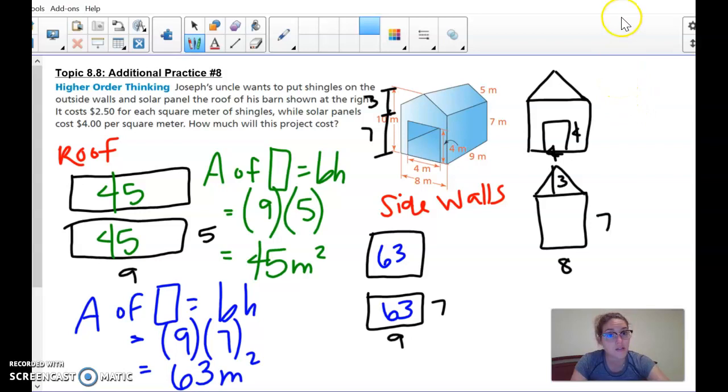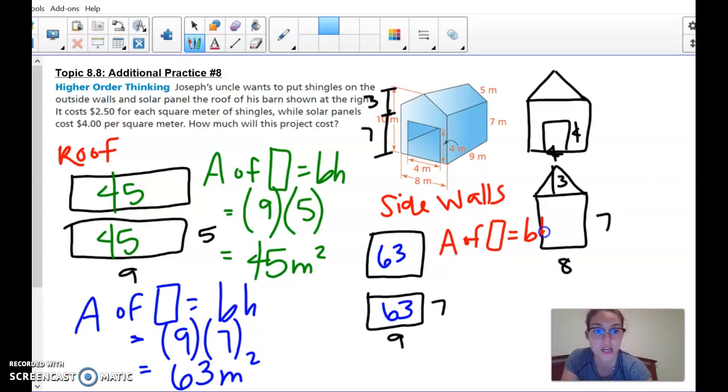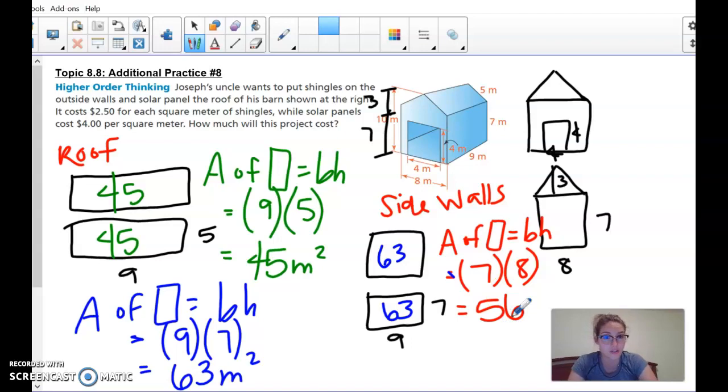Now, for this last piece, in order to find the area of the rectangle, we already remember, right? Area of a rectangle is, we just did it twice, base times the height. So that's going to be equal to 7 times 8. 7 times 8 is going to be 56. So that inside is 56.